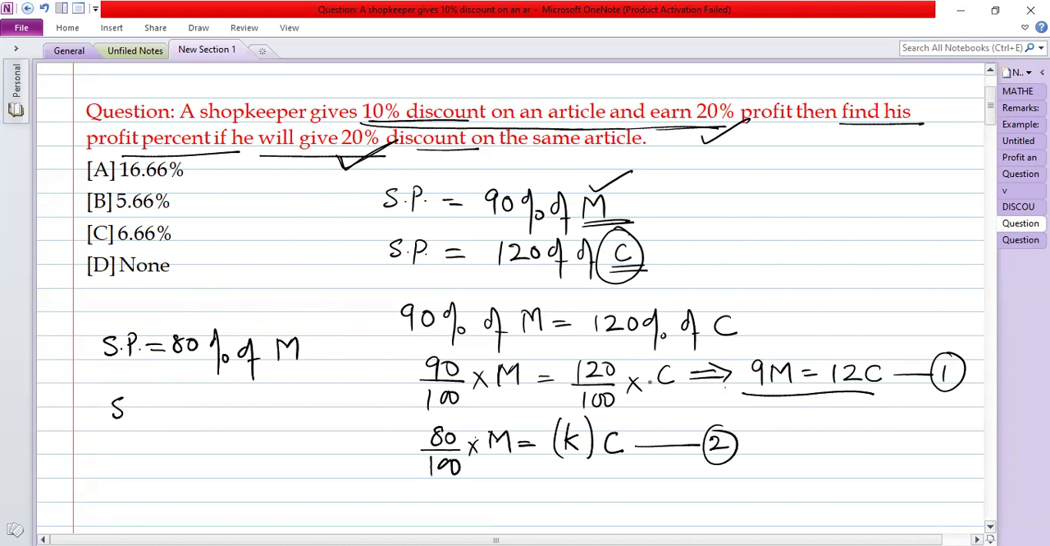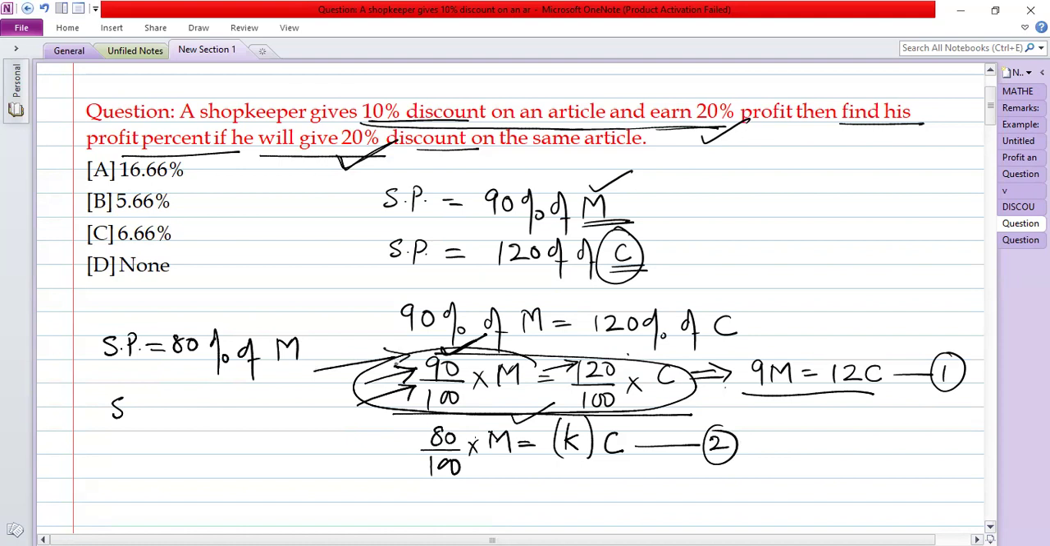Okay, so how did we get this equation? This equation came from the fact that if the discount is 10%, then the profit is 20%. Please mind, we got this equation from the fact that this 90 is for the 10% discount, and then our profit is 20%. Now here we need, if the discount is 20%, what will be the profit percent? So the profit percent will be given by this K.